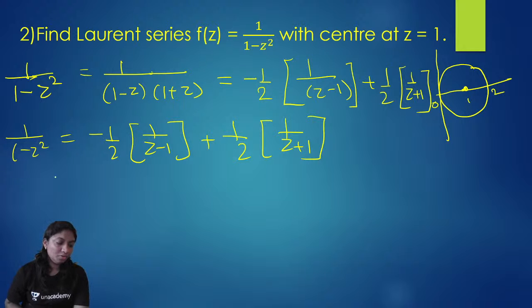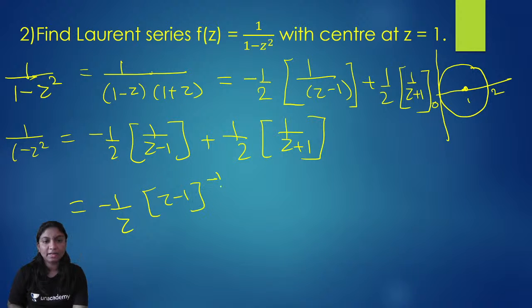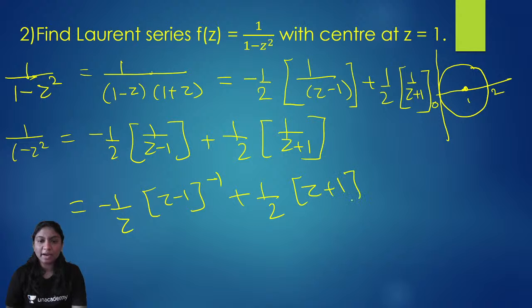So we will get here the expansion. Can I write this as 1 upon z, (z minus 1) bracket raised to minus 1, plus 1 by 2 into (z plus 1) bracket raised to minus 1. So use the binomial expansion here: (z minus 1) raised to minus 1 and (z plus 1) raised to minus 1.